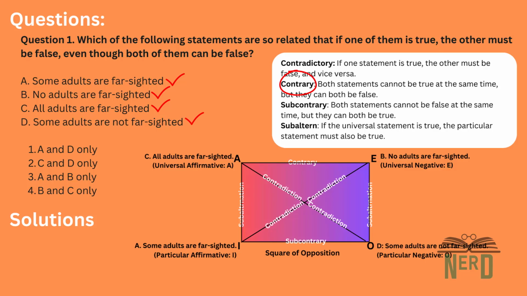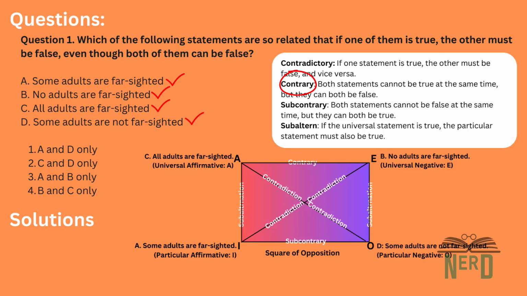Analysis of the statements. A and D. A. Some adults are farsighted, and D. Some adults are not farsighted, are subcontraries. They cannot both be false, but they can both be true. This does not fit the requirement. C and D. C. All adults are farsighted, and D. Some adults are not farsighted, are contradictories. If one is true, the other must be false. This does not fit the requirement of both being able to be false.